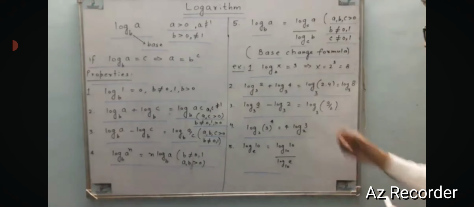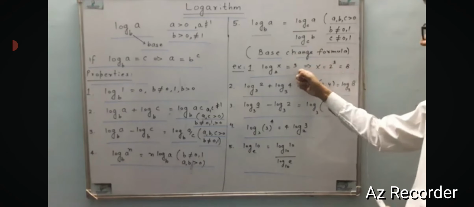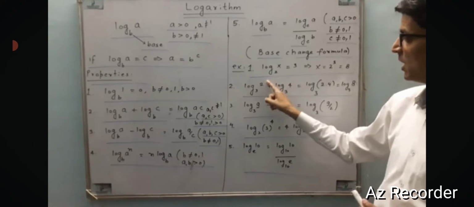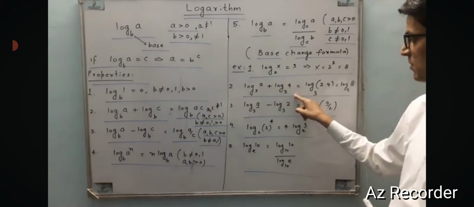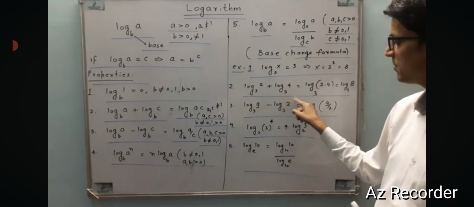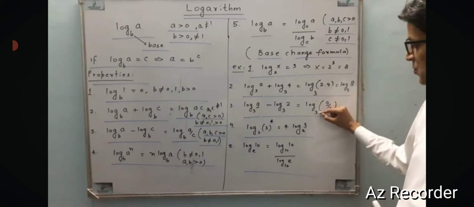So let's suppose it's given log x to the base 2 is 3. That means x is equal to 2 raised to power 3, which is equal to 8. Another question, log 2 to the base 3 plus log 4 to the base 3. This can be written as log 8 to the base 3. Another question, log 9 base 3 minus log 2 base 3. This can be written as log 9 by 2 to the base 3.